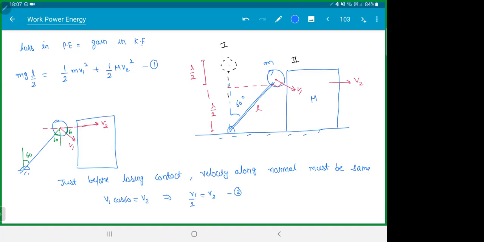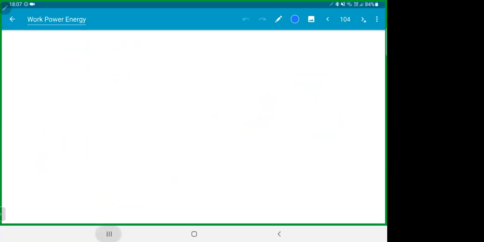Any doubts on these two? Please ask me. The third one, yeah, fine. That is fine. Normal is 0, but you can't use that actually. There's one more thing there.